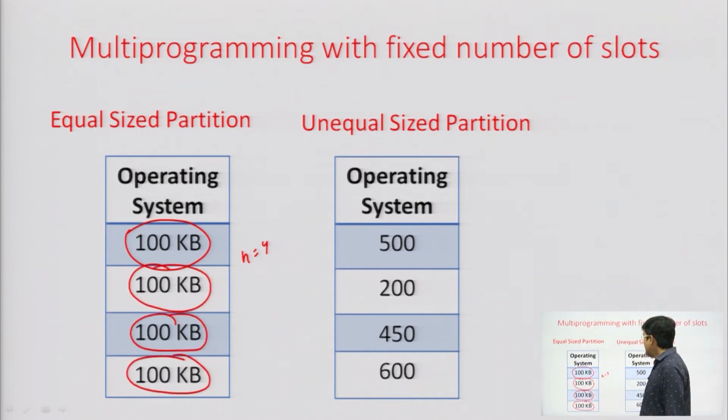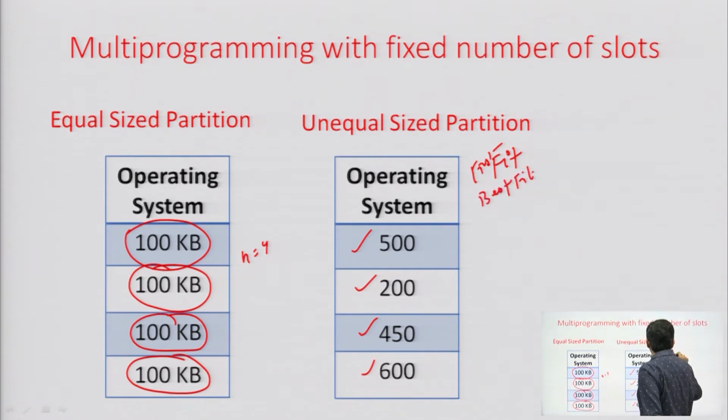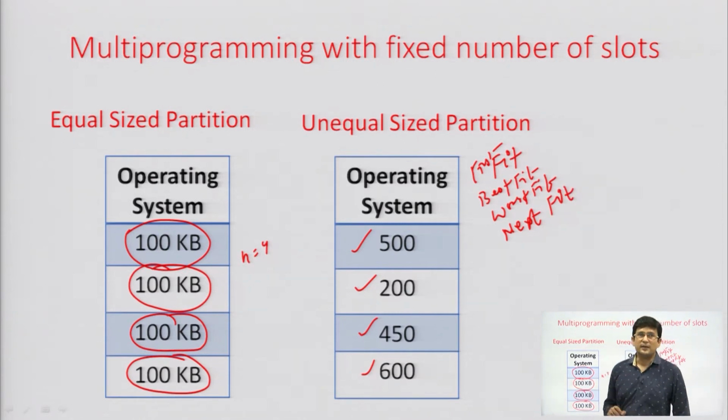The other scheme says that we should divide our memory regions into unequal size partitions. So, here we have partitions of 500, 200, 450 and 600. We can accommodate the processes here with the various schemes, for example, first fit, best fit, worst fit and next fit. We have discussed them very well. In fact, these will be discussed today also for the dynamic partitioning schemes.